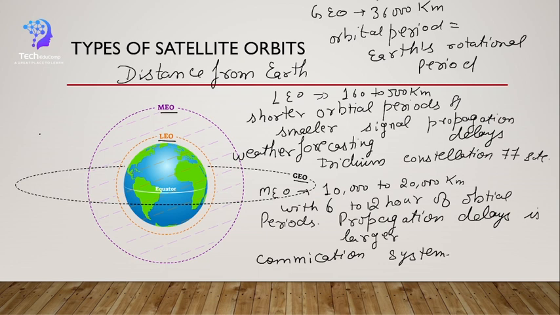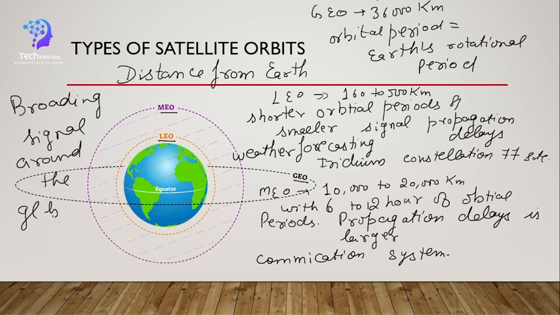Such examples like broadcasting signals around the globe are examples of the GEO orbit. So these were the types of satellite orbits in which the satellites are placed according to their application.